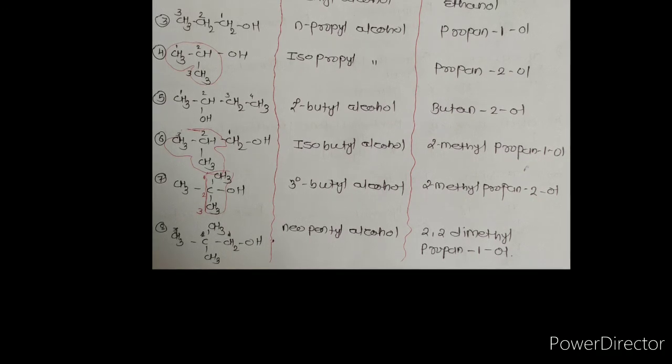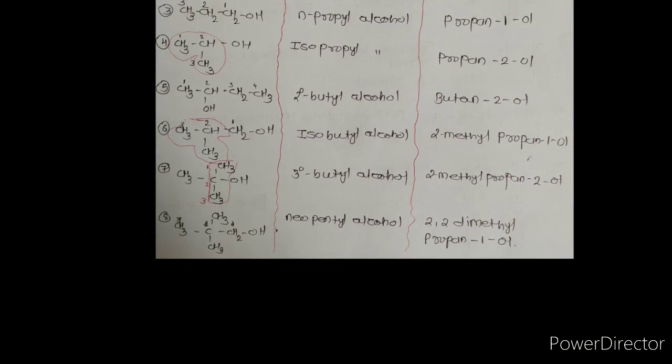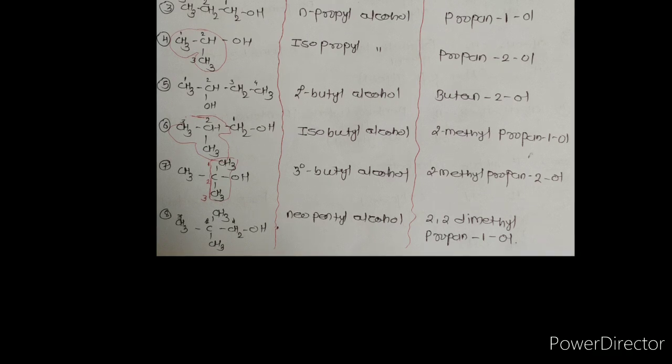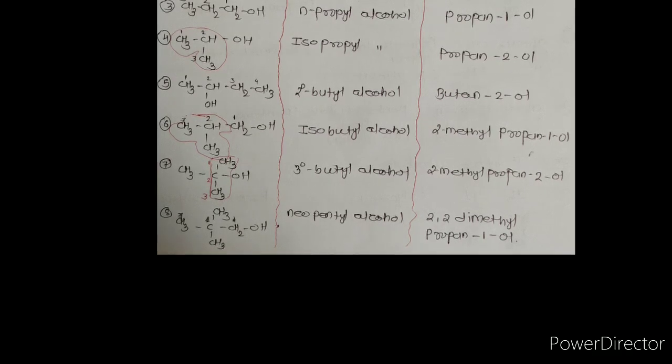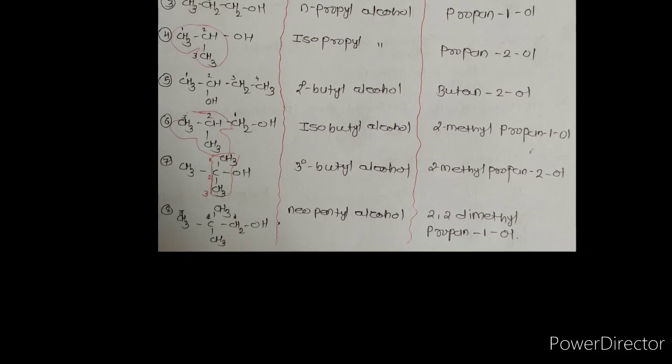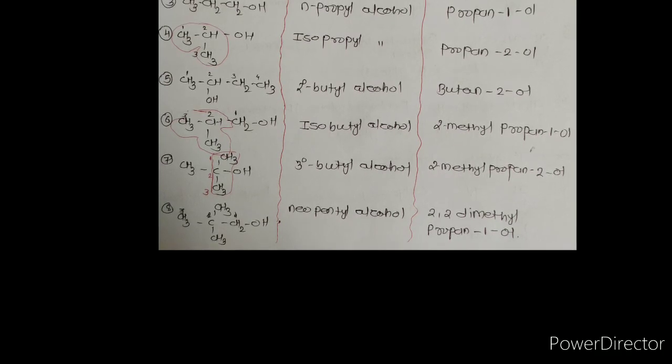The last compound, CH3C(CH3)(CH3)CH2OH. Here there are 5 carbons in total, and it forms a cross shape, so its name is neo. Now the total carbon is 5, hence it becomes pentyl, and because of the presence of the OH group it becomes alcohol. So the final common name of that compound is neopentyl alcohol. A simple trick to remember: whenever we give neo, we must have 5 carbons.